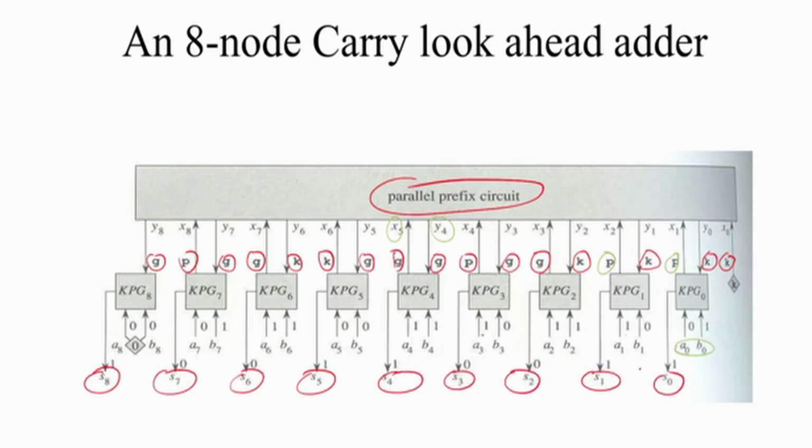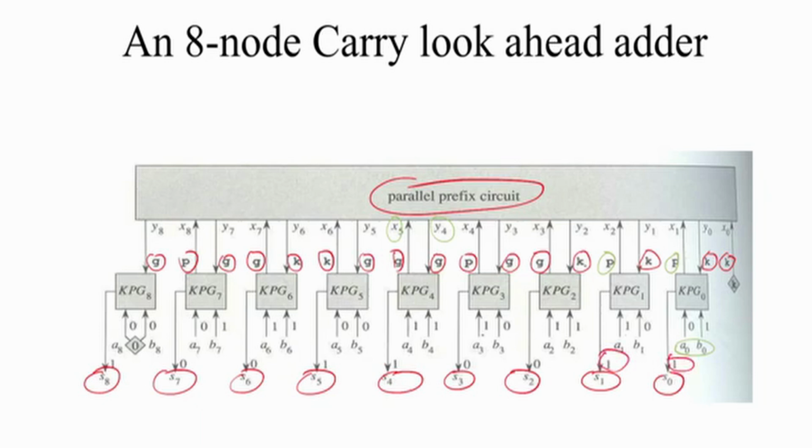Immediately I could generate the sum bit. In this case I am getting kill as the carry. So y0 is kill. Kill means the carry is 0, so 0 XOR 1 is 1. Here my carry is kill again, 0 XOR 1 is 1. So these are the sum bits, as you see here.